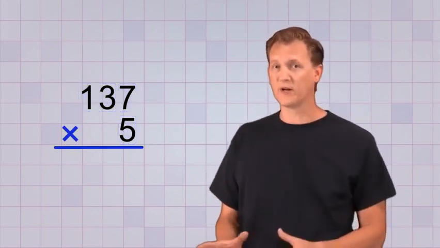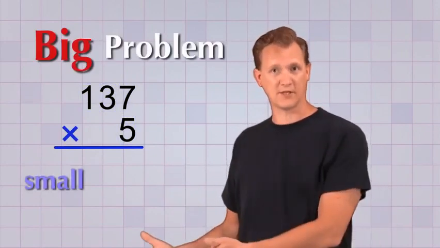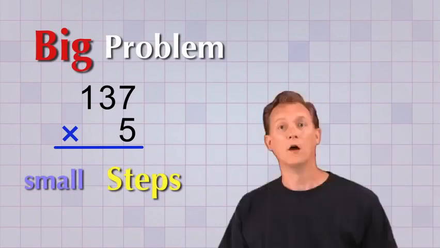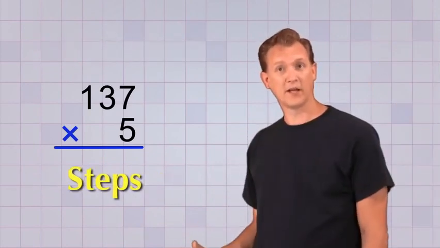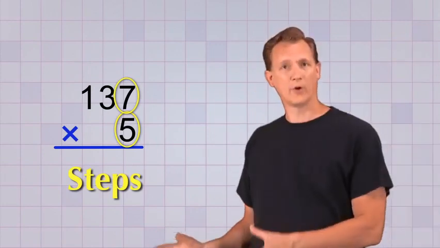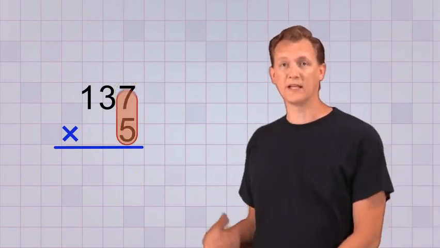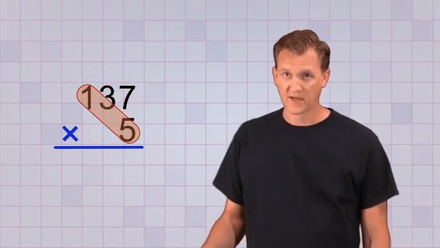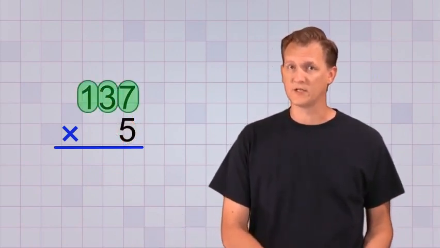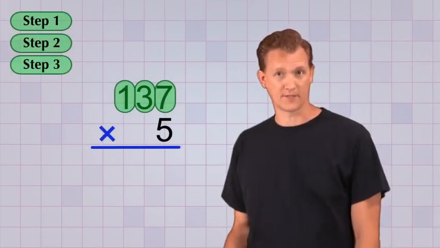Okay, now we're ready to learn the procedure for multiplying. Basically, what we're going to do is break up this big multiplication problem into a series of small multiplication problems, or steps. Those small steps involve multiplying a digit in the bottom number by a digit in the top number. Now in our problem, we only have one digit on the bottom, and we're going to multiply it by each of the digits in the top number. And since the top number has 3 digits, that means that our problem will have 3 small multiplication steps.